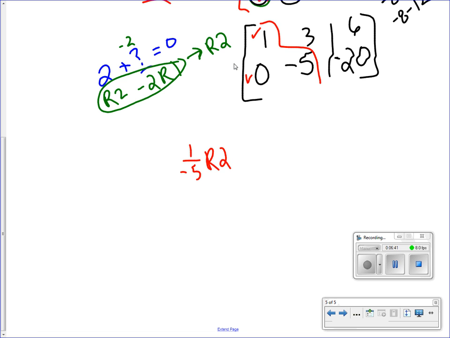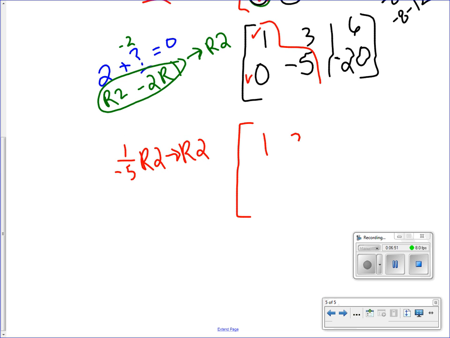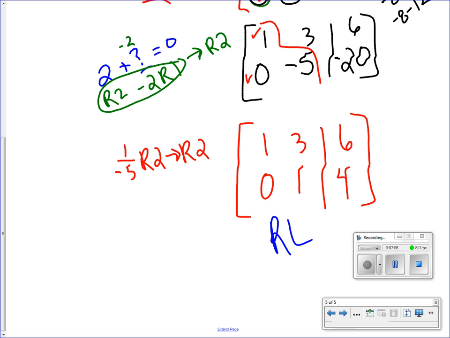So I'm going to take everything in row 2 and divide it by negative 5. So row 1's not going to change. 0 divided by negative 5, negative 5 divided by negative 5, negative 20 divided by negative 5. So now this is in row echelon form. You'll see this abbreviated a lot, REF, row echelon form. I've got 1s along the main diagonal, and I've got 0s below it. I don't really care what's above it. That's not interesting to me.